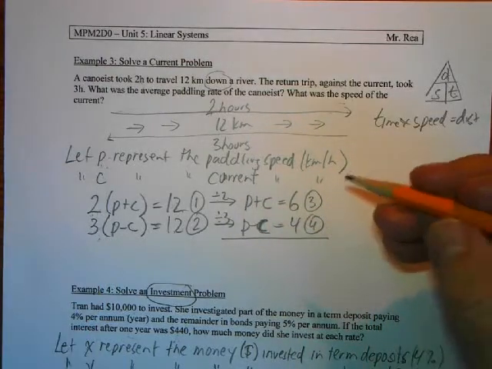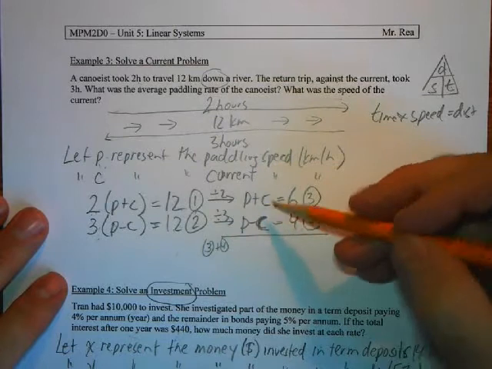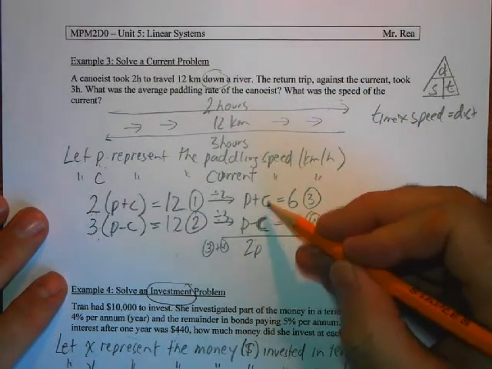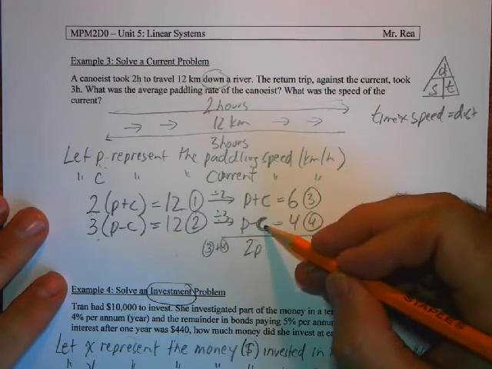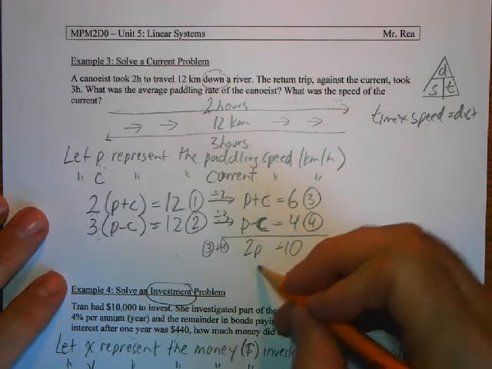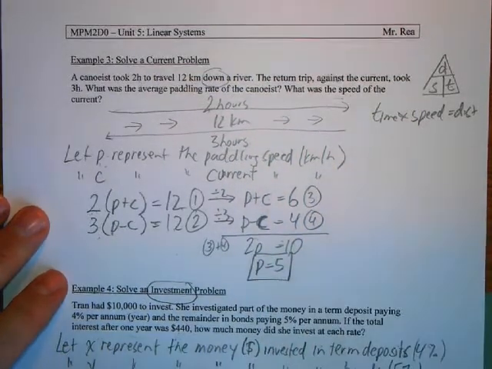So I'm just going to add equation 3 and equation 4. That's p plus p is 2p, c plus negative c is 0, and 6 plus 4 is 10. Divide both sides by 2, I get p equals 5. So that tells me the paddling speed is 5 kilometers per hour.